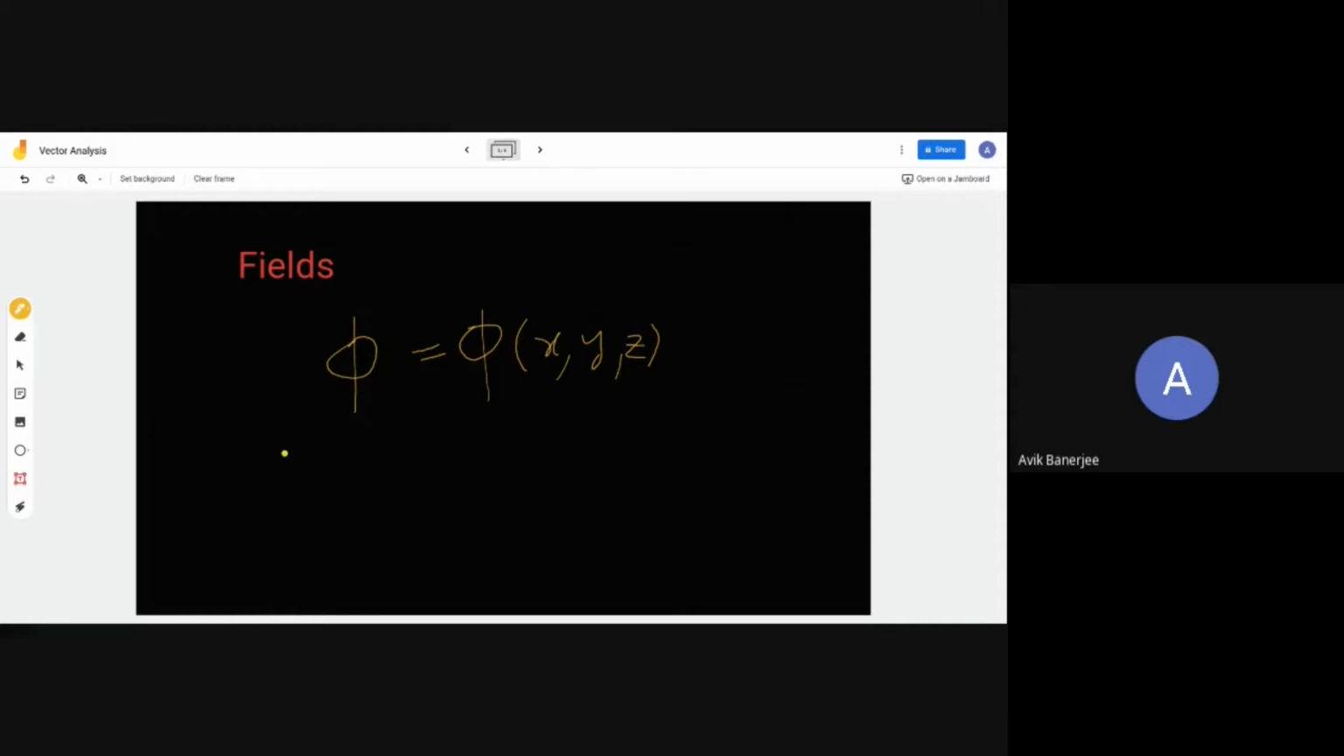Likewise, there can be vector fields as well. Say electric field. Electric field, E vector, it is a vector field. The direction and the value will vary from point to point. Say we have a charge distribution. So the electric field may point at different directions, and the magnitude of the electric field may be different from point to point. So basically it is a function of x, y, and z again. So it is a vector field.